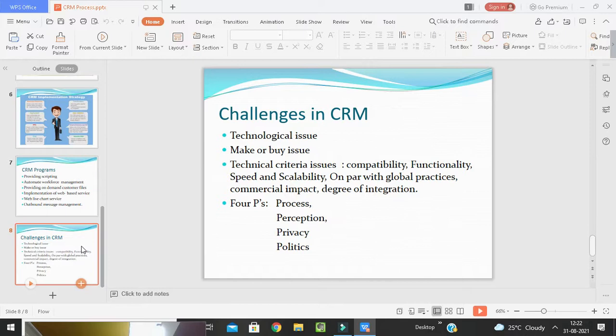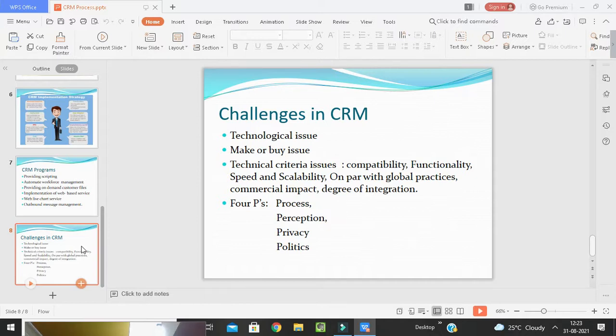Now technical criteria issues like compatibility, comparing among the competitors, functionality, how it is functioning, what the scale is, scalability and speed on par with global practices. That means at the international level, how it is going to function. Then commercial impact, how it is going to work on the commercial side, and the degree of integration, having an image as a protocol in the market.